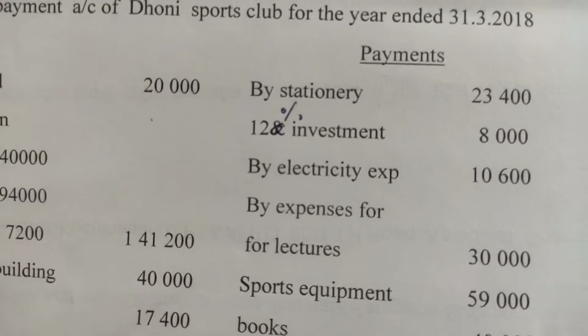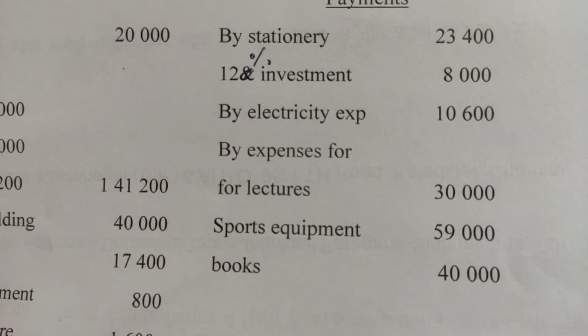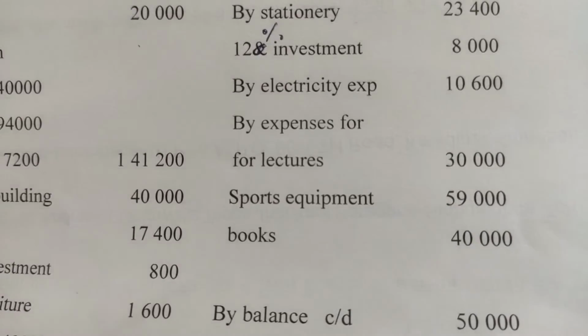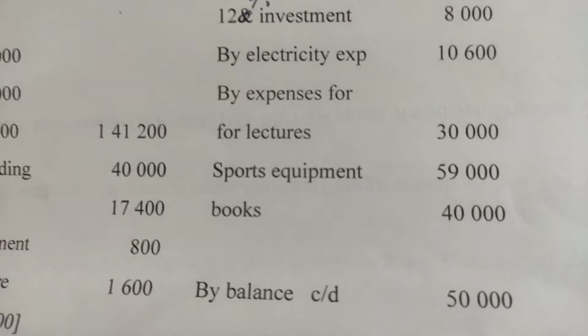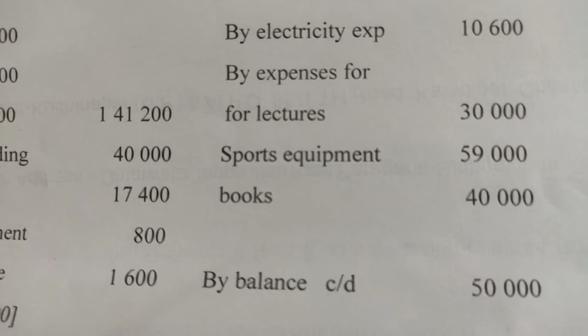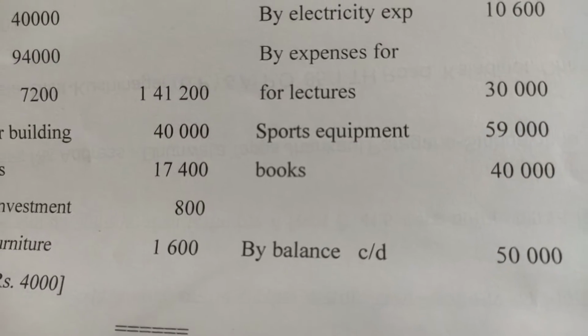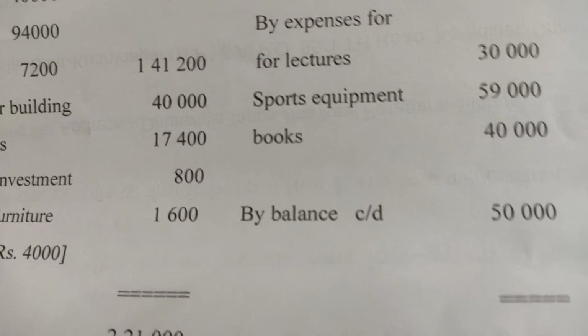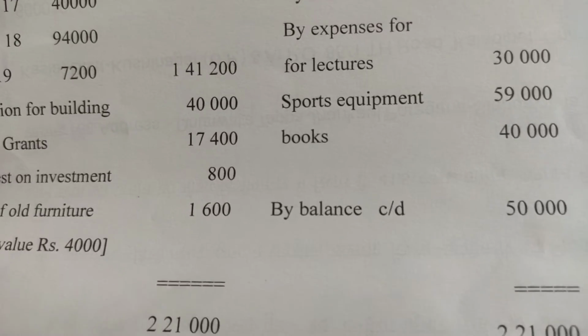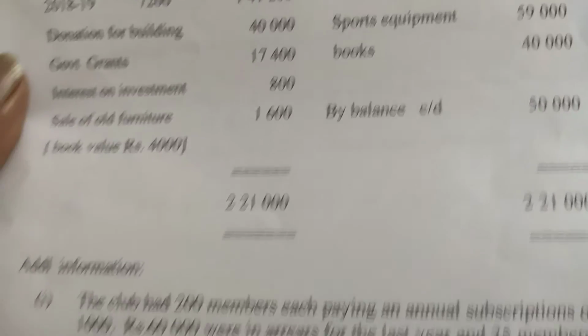On the payment side, stationery purchase 23,400. 12% investment made 8,000. Electricity expenses 10,600. Expense for lectures 30,000. Sports equipment purchased 59,000. Books purchased 40,000. And the closing balance is 50,000.